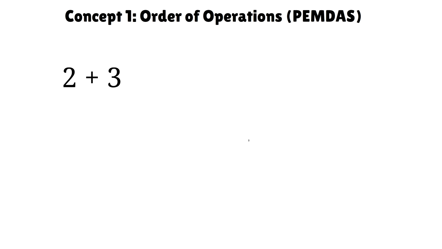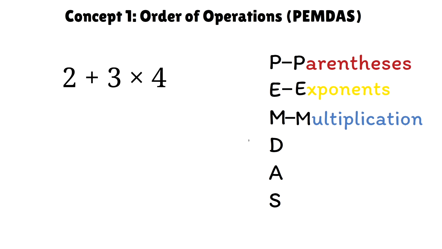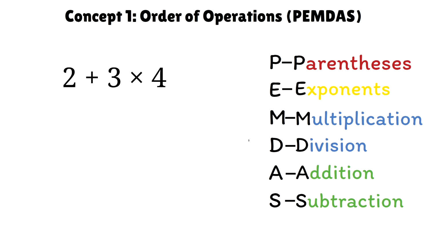Let's say we have 2 plus 3 times 4. To solve this question, and all questions with multiple operations, you'll have to use the correct order of operations. This correct order of operations is represented by the acronym PEMDAS. PEMDAS stands for parenthesis, exponent, multiplication, division, addition, subtraction. The order of the letters in PEMDAS tells you what to calculate first, second, and so on.